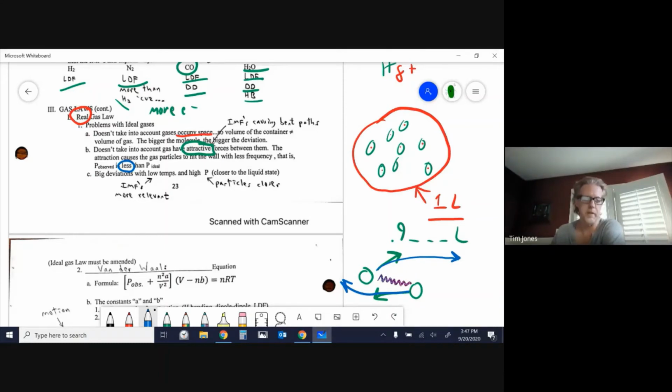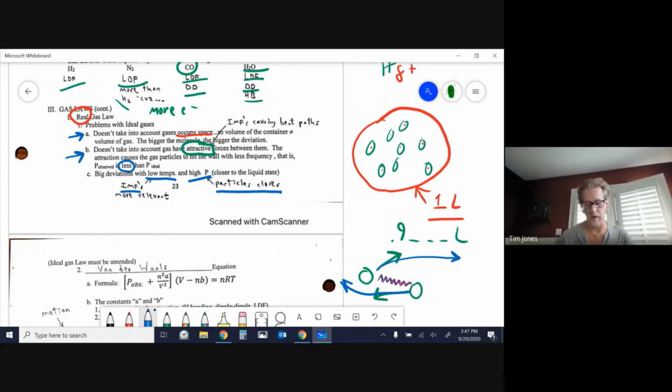Now, two conditions make these two problems worse. So there's two problems: the volume problem and the pressure problem. If you have low temperatures, that causes a bigger problem with the pressure because the intermolecular forces have time to cause a dramatic effect. And likewise, if you have high pressures, that affects the volume a lot because the particles are close, and that means they're actually taking up more space than zero space in the container.